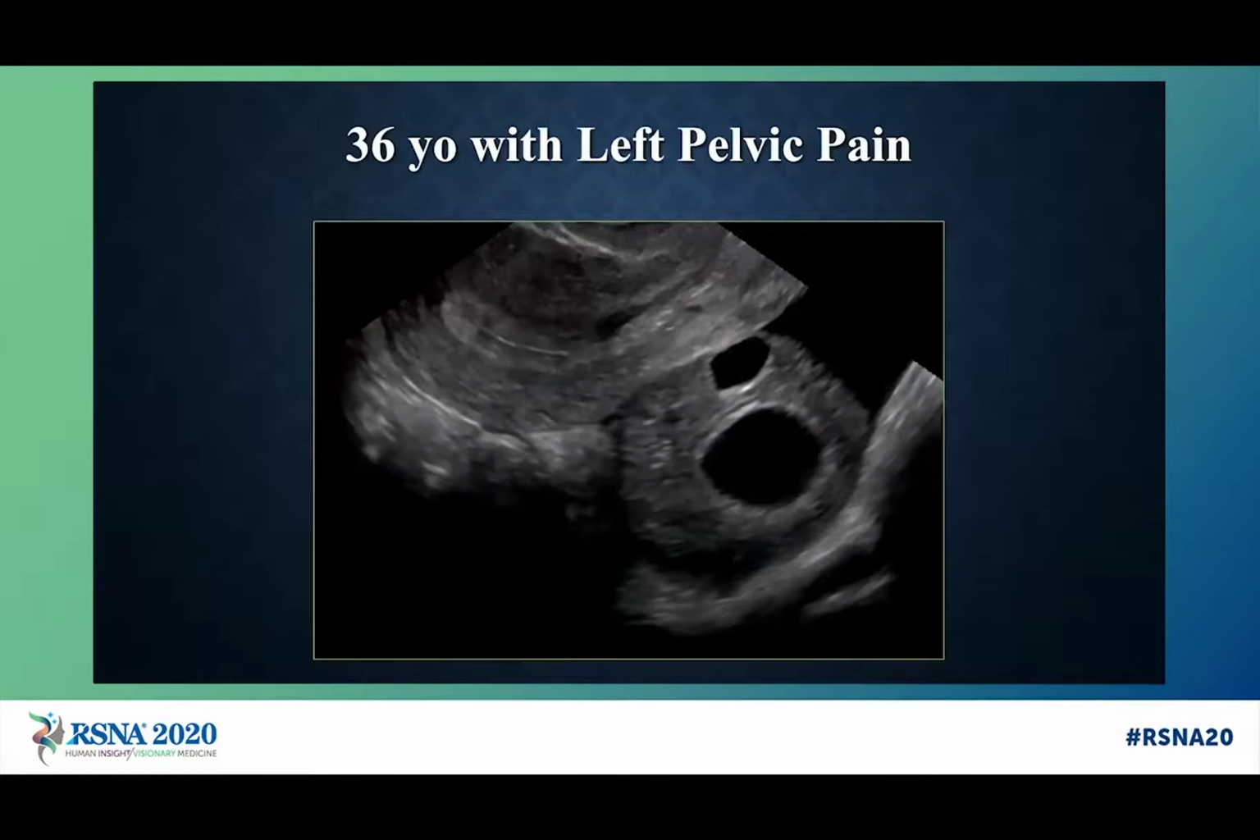Let's start with this case. Here's a 36-year-old that presents with left pelvic pain. Here's a grayscale image from the transvaginal examination. We can see the uterus anteriorly with a normal endometrial canal, and we see a complex mass lying behind the uterus in the cul-de-sac with a little bit of free fluid.